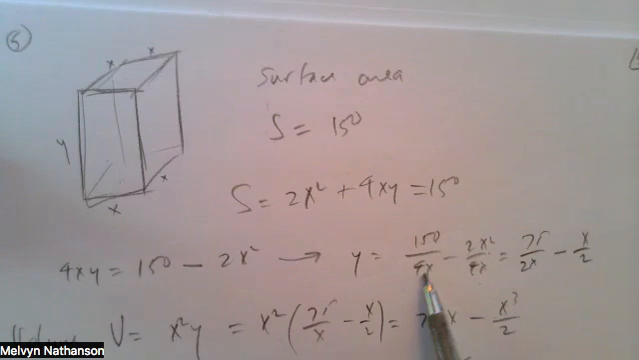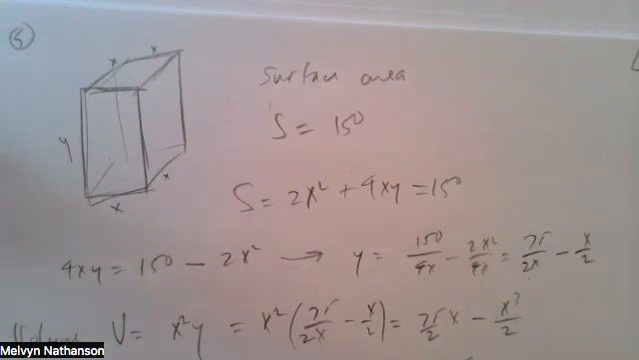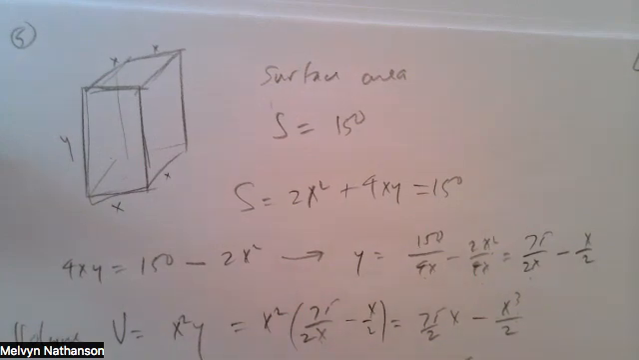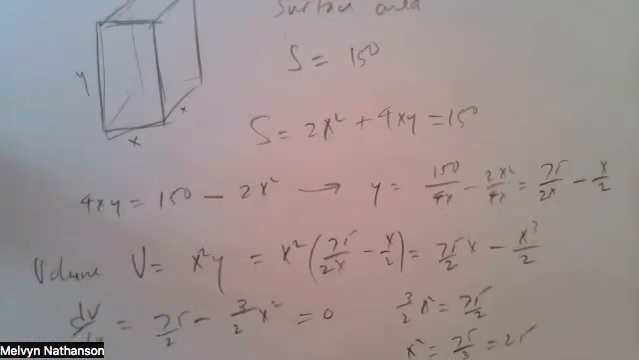150 over 4x, if you divide by 2, is 75 over 2x. So this is x squared times 2x. This is 75 over 2x minus x cubed over 2. So when I differentiate, this is 75 over 2 minus 3/2 x squared. So 3/2 x squared is 75 over 2. So the 2's cancel. X squared is 75 over 3, which is 25.